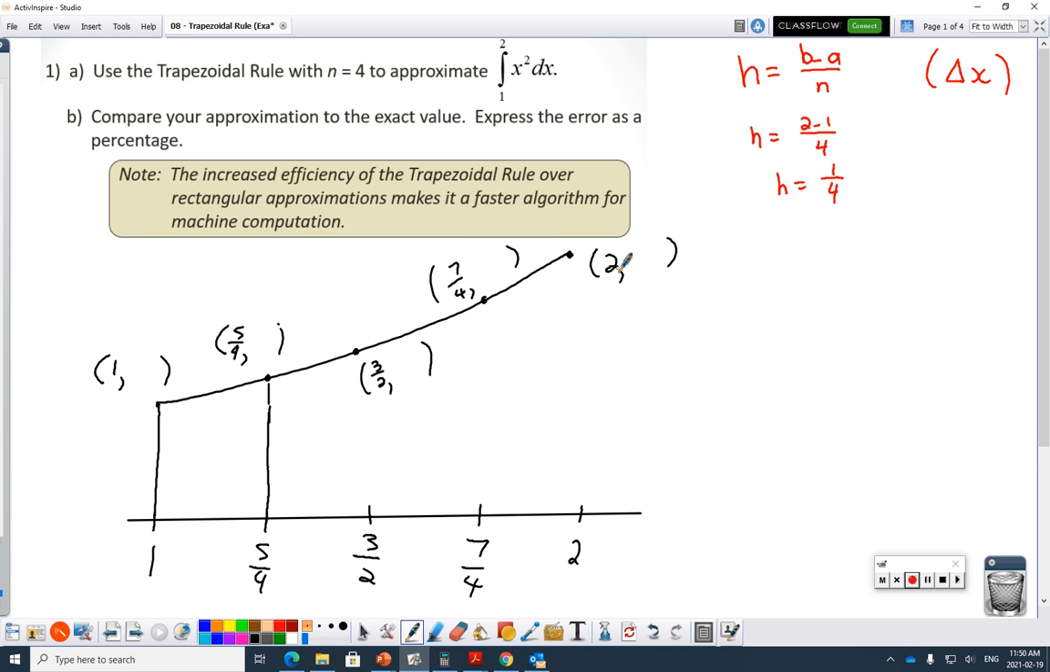It makes your life a little easier if you simplify those fractions. You're not subbing in 8/4 when you could be subbing in 2. And I've given away the answer to my next question. How do I get the y values here to go with these? Just sub it back in. So I get 1 squared. I get 5/4 squared. I get 3/2 squared. I get 7/4 squared. And I get 2 squared.